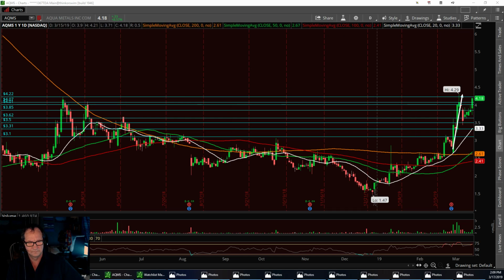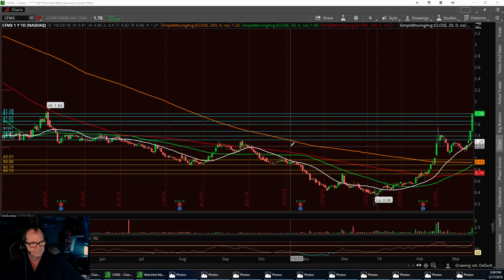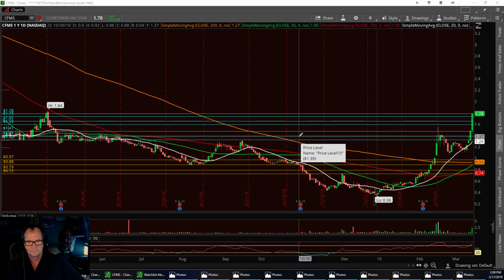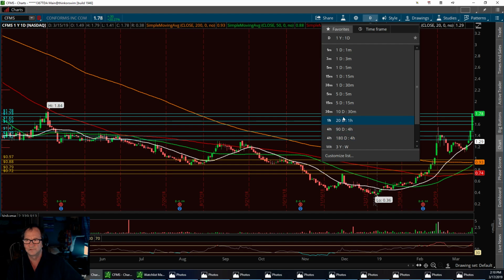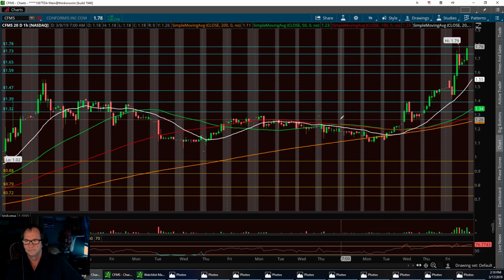So here we go on this one right here, CFMS. We had that double top area right there at 178, 184. So I'm kind of thinking maybe it wants to pull back to this other support level right down here, right around 140, which is a 30-cent pullback. But I'm going to look at the 20-day, kind of get another picture of it. We have a top right here.